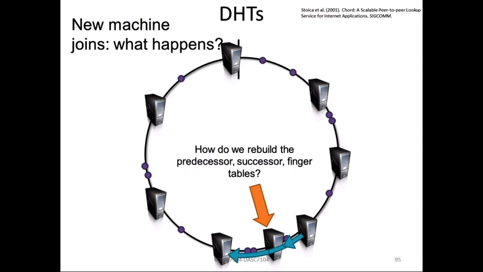There is a paper that lays out the main principle of these distributed hash tables. It's called Chord, a scalable peer-to-peer lookup service for internet applications, if you want to learn more about this approach.